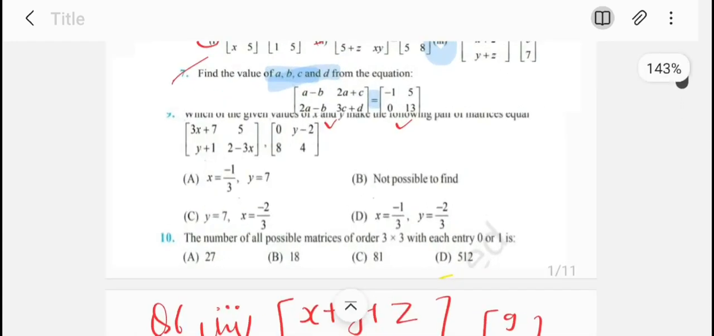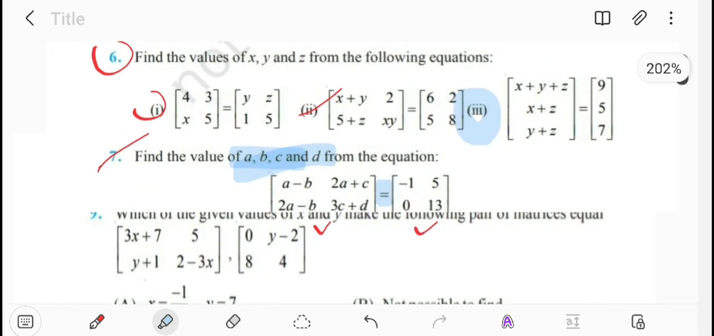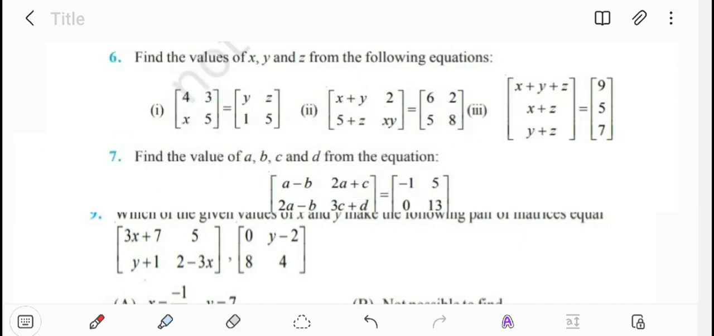Which condition are they satisfying? They are satisfying the condition of equality of these two matrices, this matrix and this matrix. I hope that this is clear to you.